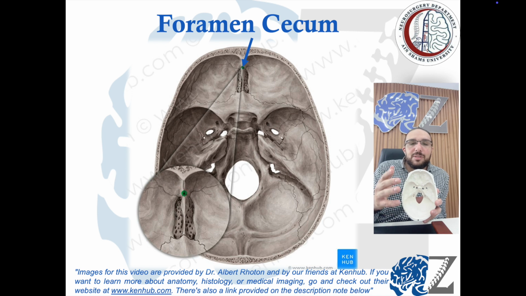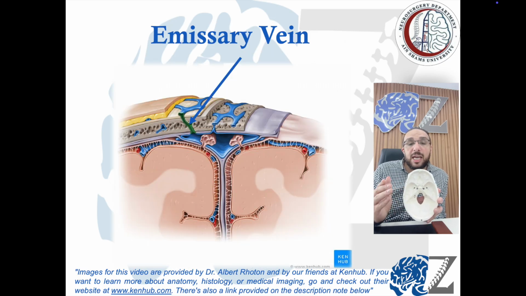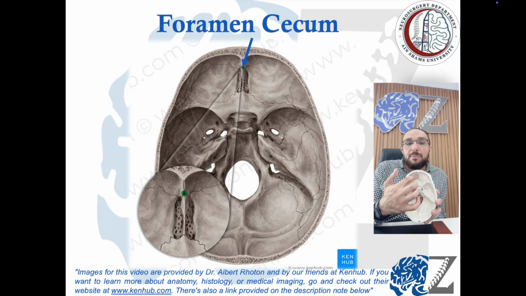The foramen cecum can be present in many skulls or cannot be present, okay? And if it's present, sometimes it passes a small vein that we call an emissary vein. You have to hear this name, as we're going to mention it a lot in the future. Emissary veins. These veins communicate between intracranial veins and extracranial veins. So we have here an emissary vein that passes within the foramen cecum.